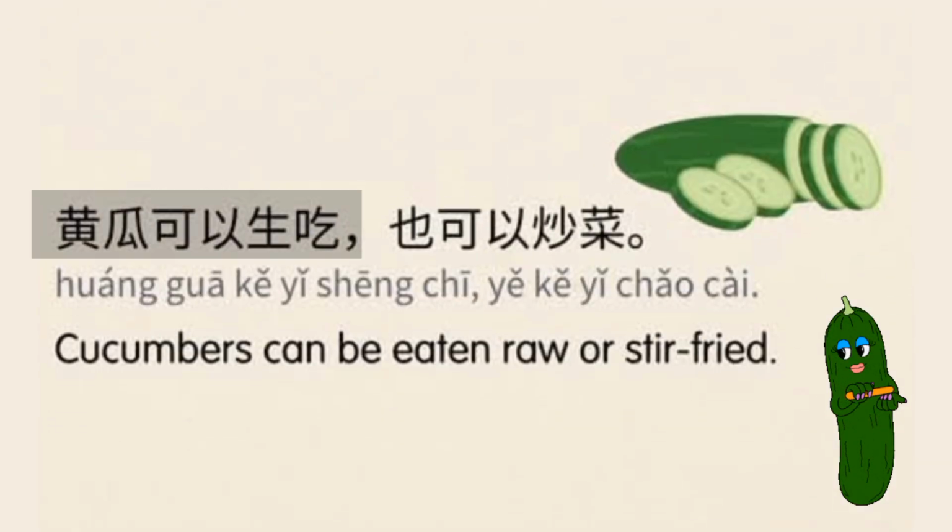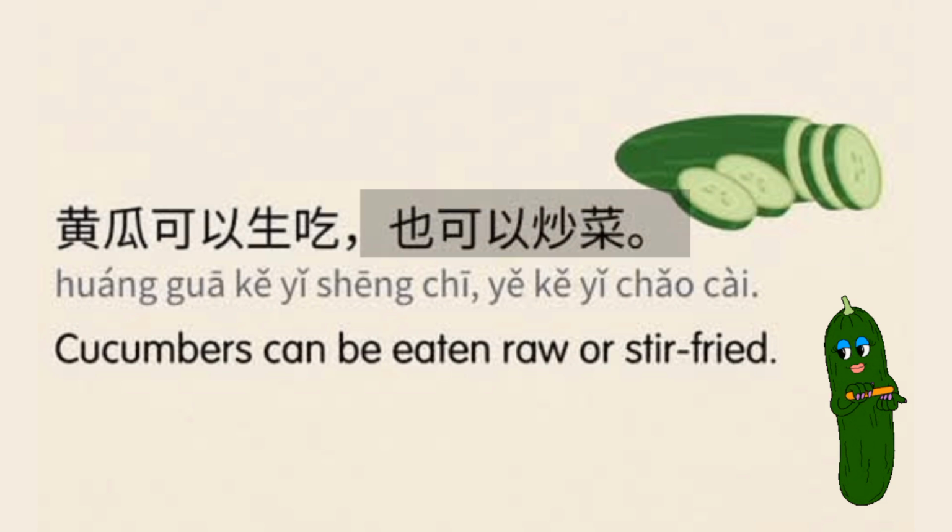黄瓜可以生吃，也可以炒菜。 Cucumber can be eaten raw or stir-fried. Let me highlight the words we just learned. 黄瓜. Hope you learn it. Let's move to our next vocabulary.